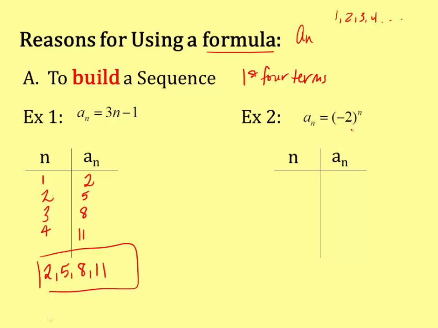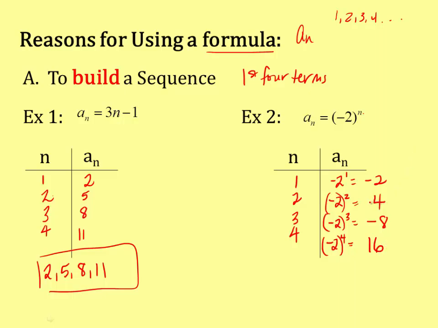Let's try another one. What if n is an exponent? Well, with the first 4 terms, I'm plugging in 1, 2, 3, 4 like always. Now I put in negative 1 up here, so I'm looking at negative 2 to the first power. Well, that's just negative 2. For 2, negative 2 squared, and when you square a negative, it becomes a positive. Negative 2 cubed, that's negative 2 times negative 2 times negative 2, which gives me negative 8. And then negative 2 to the 4th power would give me negative 8 times negative 2 makes it positive 16.